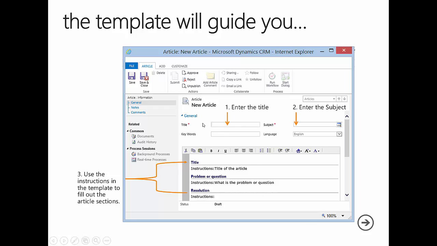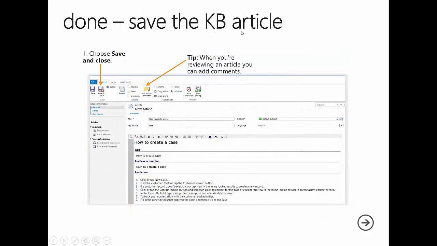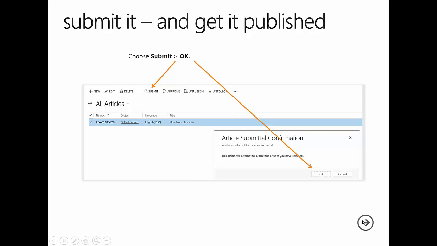First, you need to enter a title, and that's a mandatory field. Also, the subject. You can put in keywords and select languages. And finally, you want to use the instructions in the template to fill out the article sections. When you're done, save the knowledge base article. Choose Save and Close. By the way, when you're reviewing an article, you can add your own comment. Next, what you want to do is to submit it so that it can get published. So you click the Submit button and click OK.